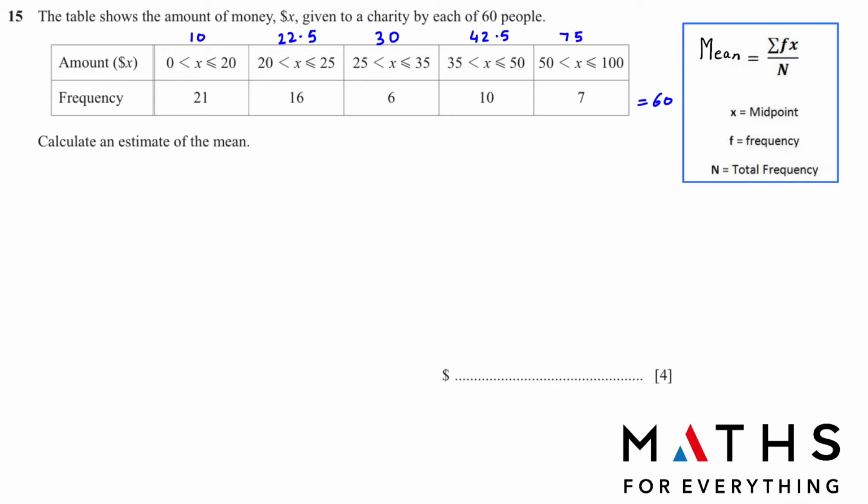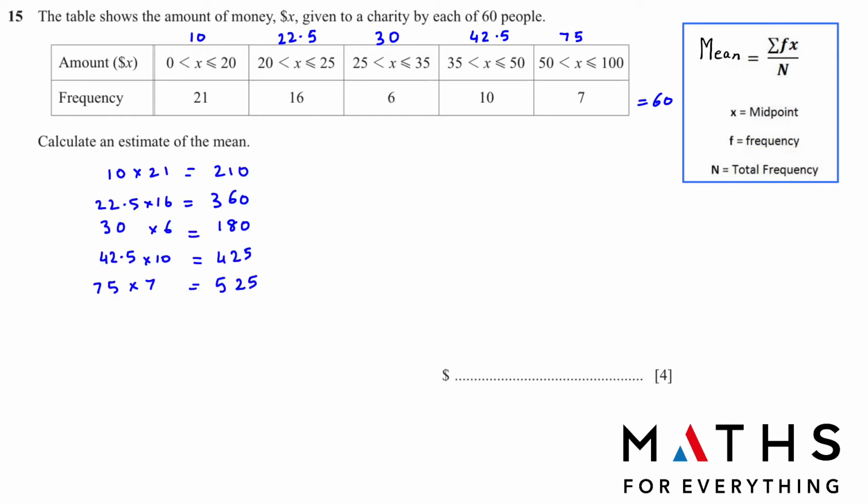After that, we multiply the midpoint with the frequency: 10 multiplied by 21, 22.5 multiplied by 16, 30 multiplied by 6, and so on. Write the answers. Then we add them together. We will get 1700.